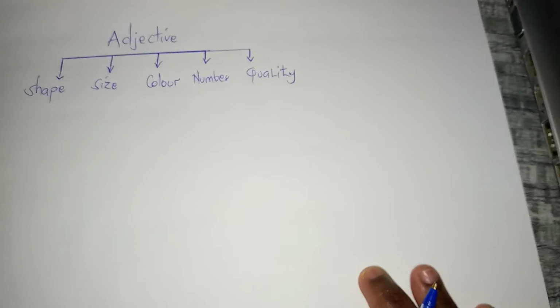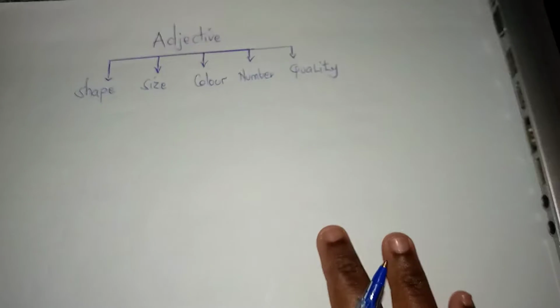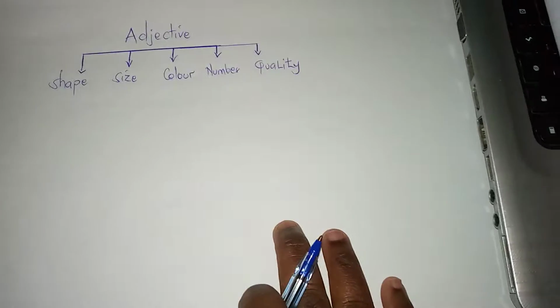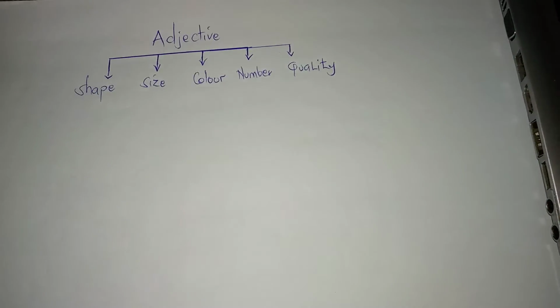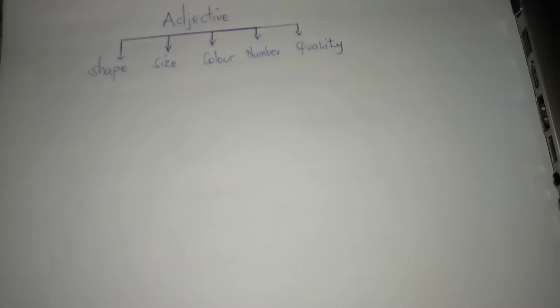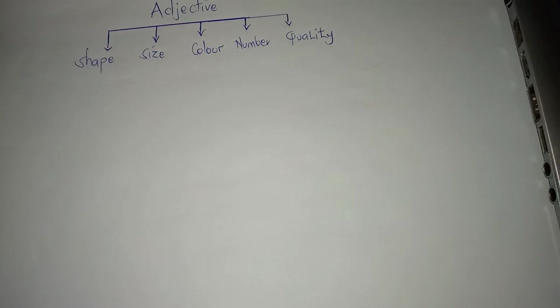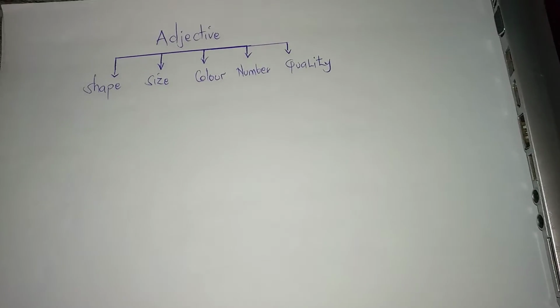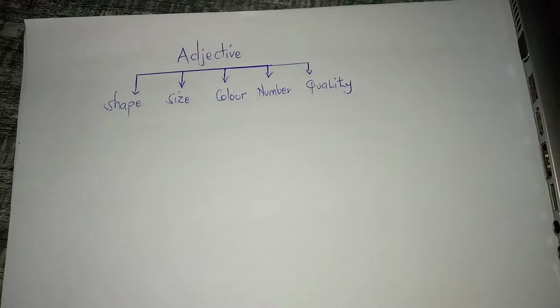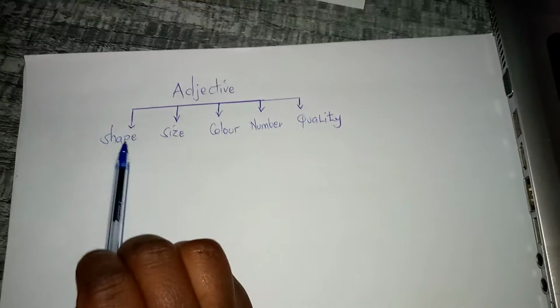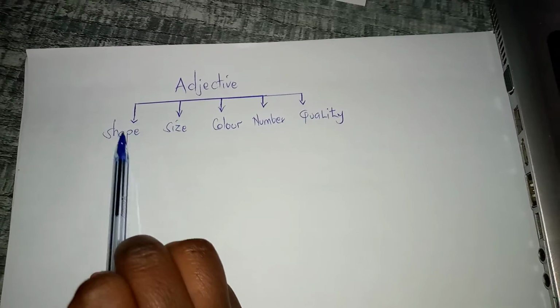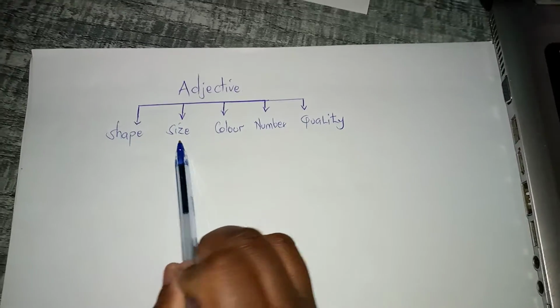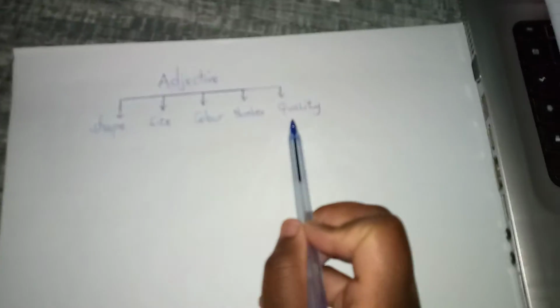Adjectives, we said what they are and we said they describe words. To show you the easiest way to determine an adjective in a sentence is to check which word is an adjective. We say that they tell us the shape, the size of something, the color, the number, quality.